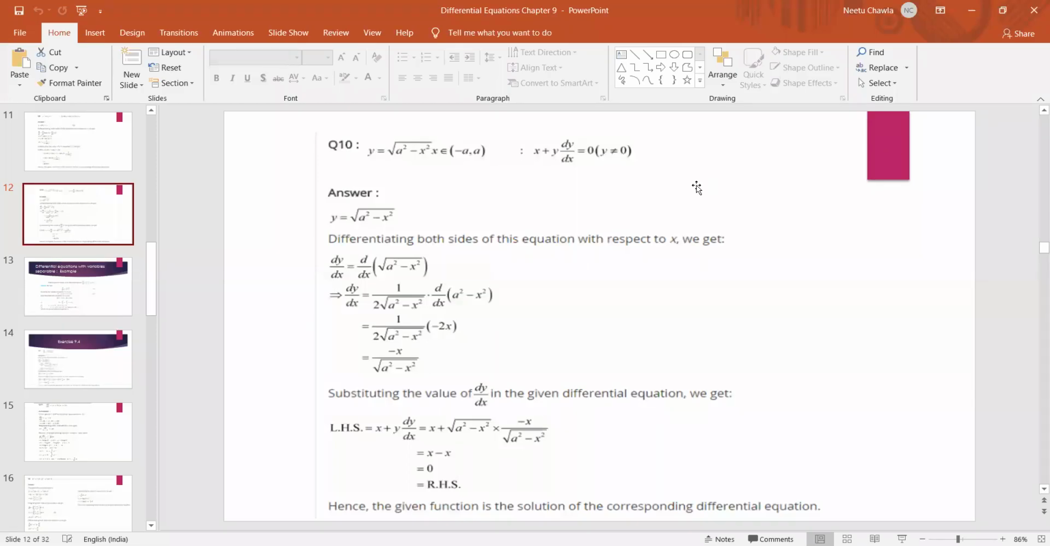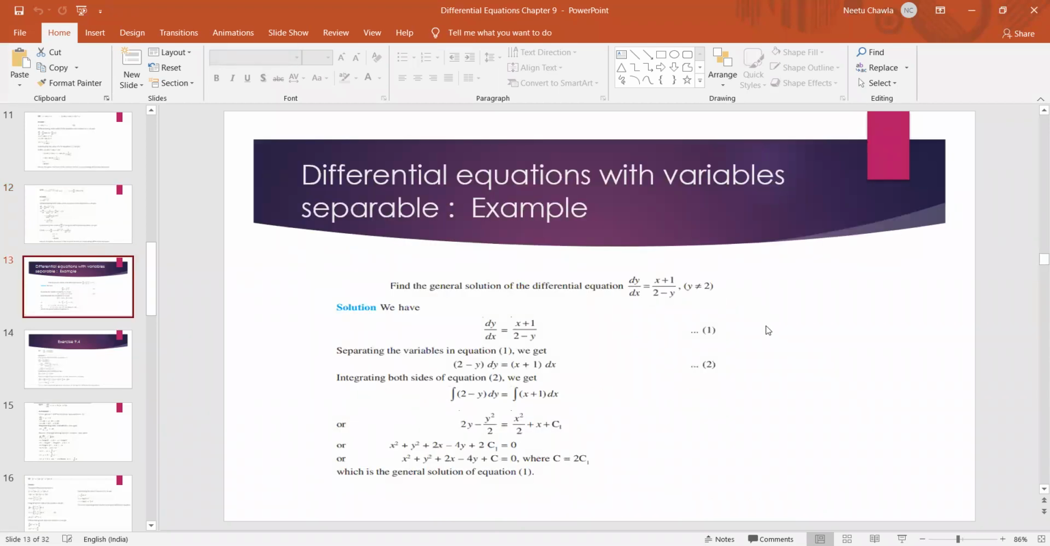So this was our last slide for our video 2 of chapter 9. Moving to the next topic. This is your differential equations with variable separable. So we have to solve here the given differential equation in which the variables can be easily separated, and then we have to find the value of y, that is the solution of that equation.